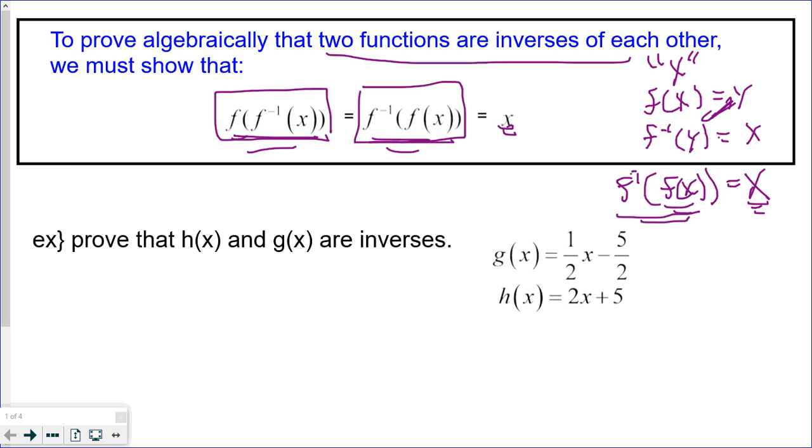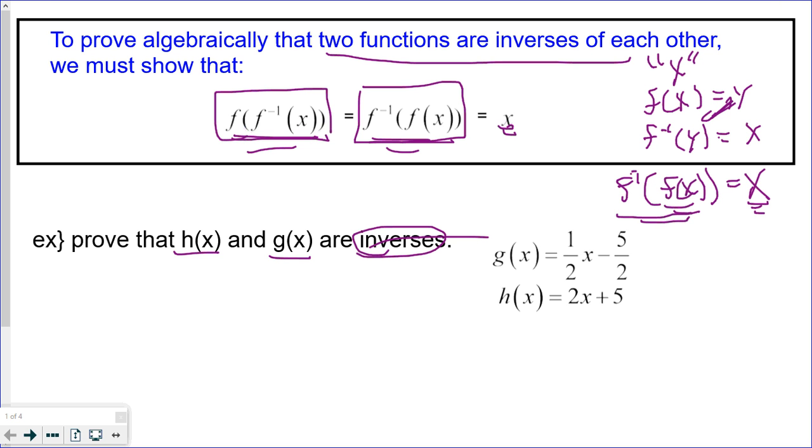Now, I have had students ask me, well, I don't know which one's f inverse and which one's f. Well, they're both, if that makes sense. They're both inverses of each other, so you can denote whichever one you want as f inverse. That point doesn't matter. So let's look at an example. It says, prove that h of x and g of x are inverses of each other.